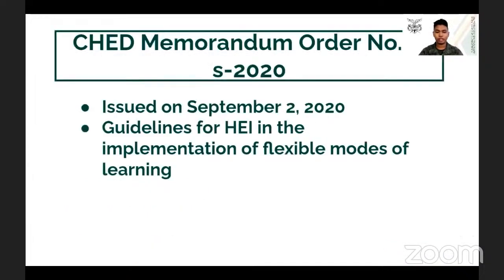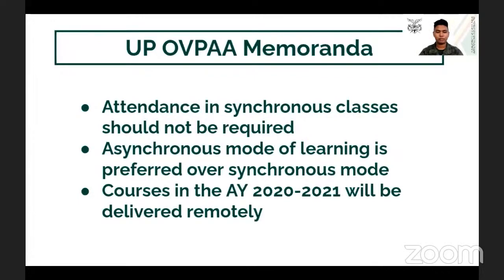on September 2, 2020, the Commission on Higher Education issued CHED Memorandum Order Number 4, Series of 2020, which sets out the guidelines for higher education institutions in adopting flexible modes of learning during the pandemic. Likewise, the Office of the Vice President for Academic Affairs of the University of the Philippines System issued several memoranda outlining the guidelines for the conduct of remote learning setup. Some of the guidelines are the following.